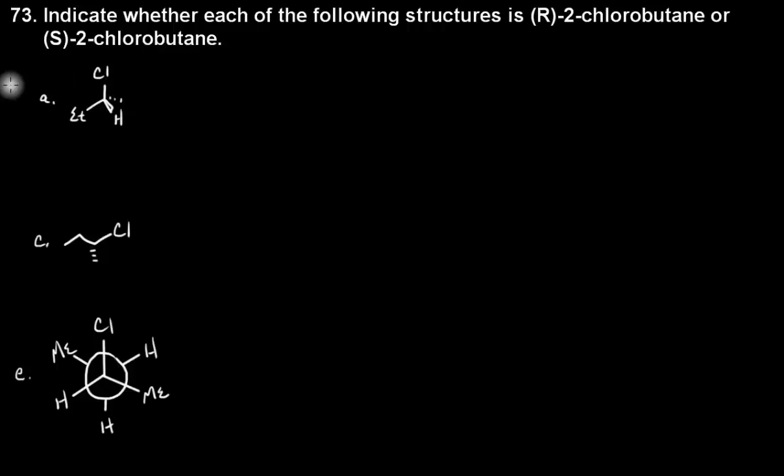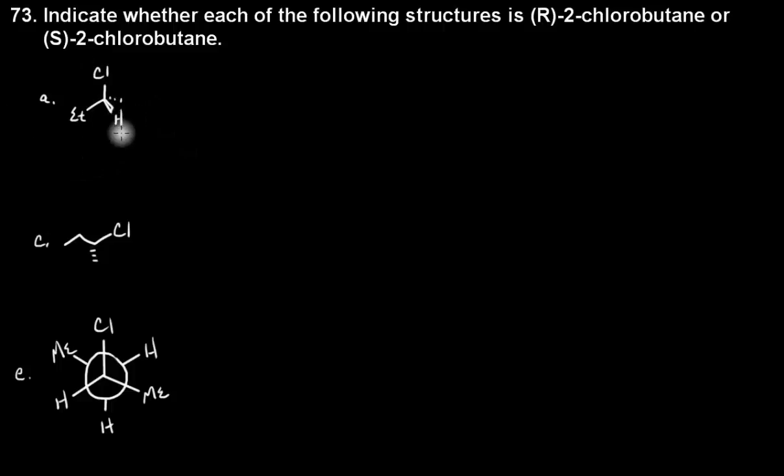Okay, so question 73, indicate whether each of the following is R-2-chlorobutane or S-2-chlorobutane. So these are actually pretty easy. They're just cookie cutter. Once you know how to assign priority, it's pretty simple from there. So let's just do sub-question A.